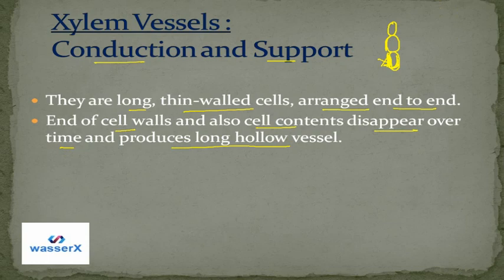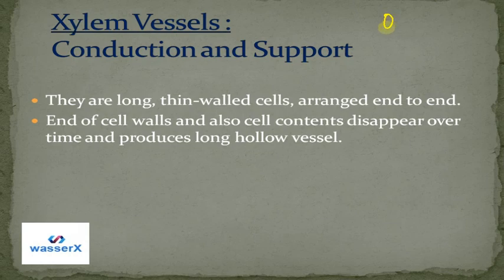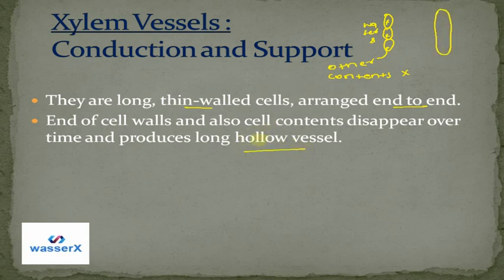So what will exactly happen? If this is my xylem cells, right? Let's just draw them again. Thin-walled cells, right, which are arranged end to end. Now after some time, once they are transporting the water in this way, their water and other contents will disappear and they will form a continuous long hollow vessel, right?